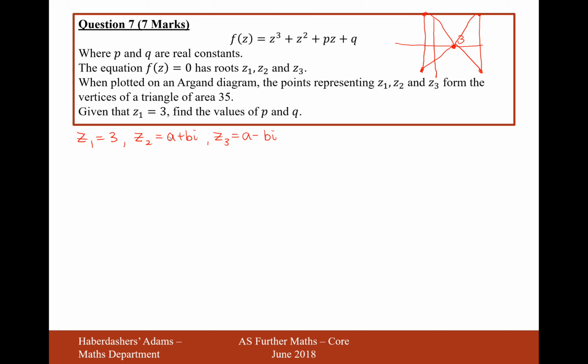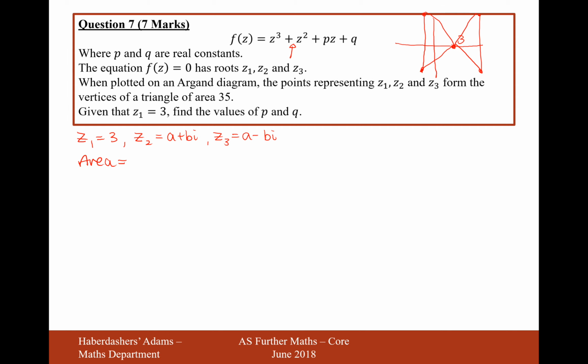What I also spotted was that we do know the coefficient of z squared. The coefficient of z squared is 1. So we can use the sum of the roots formula for this expression as well. Let's first of all use the area calculations.